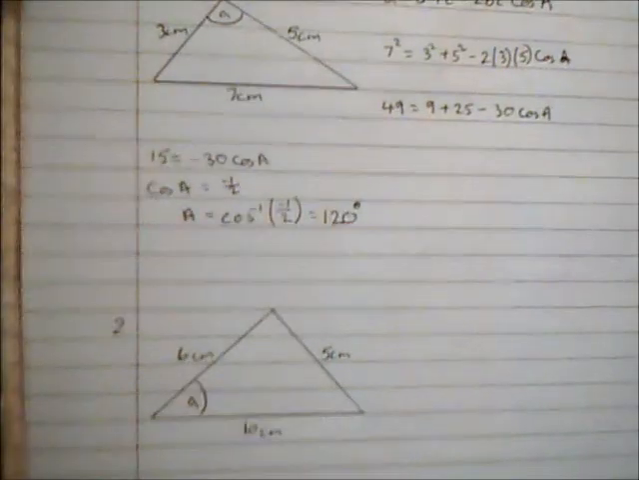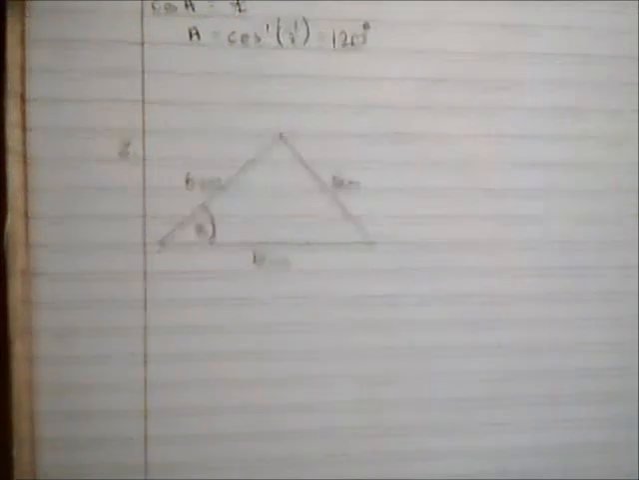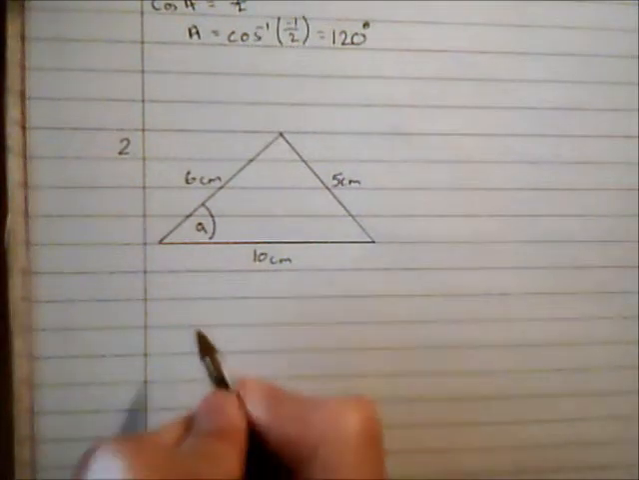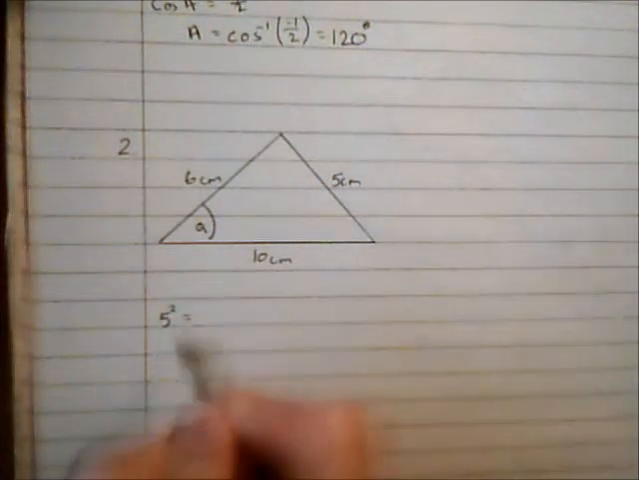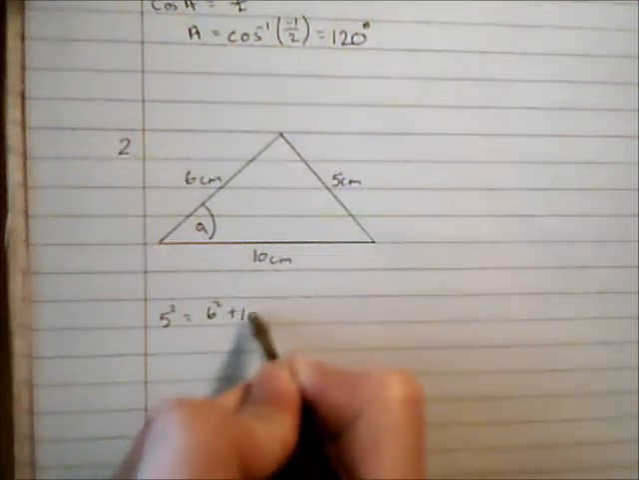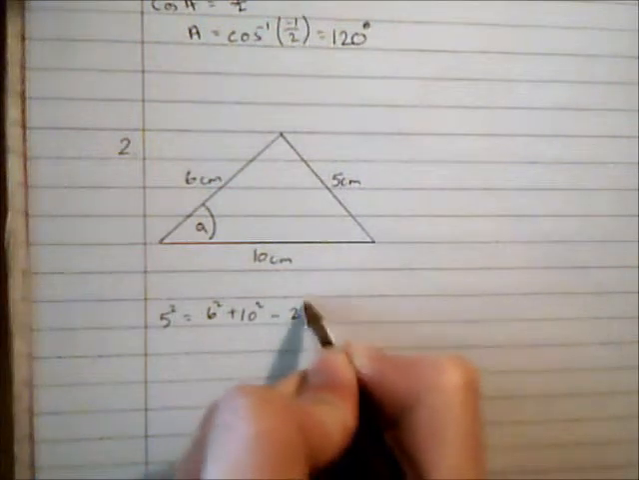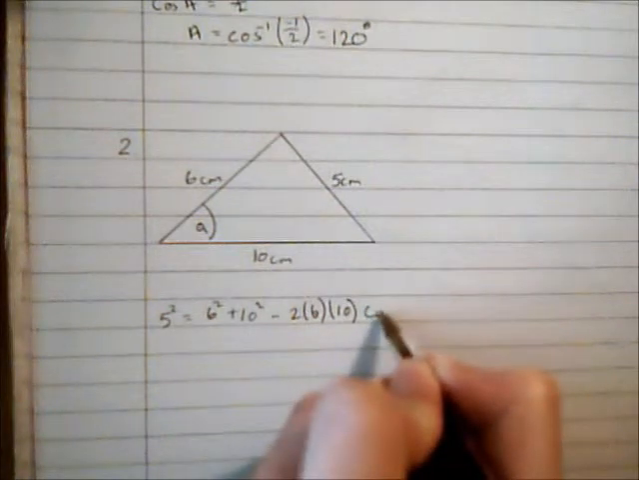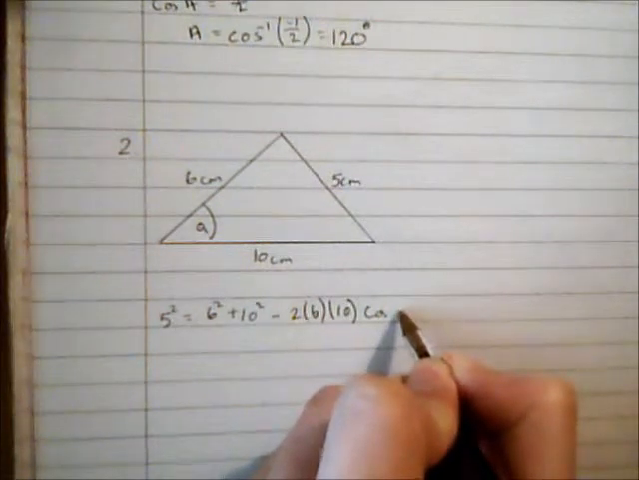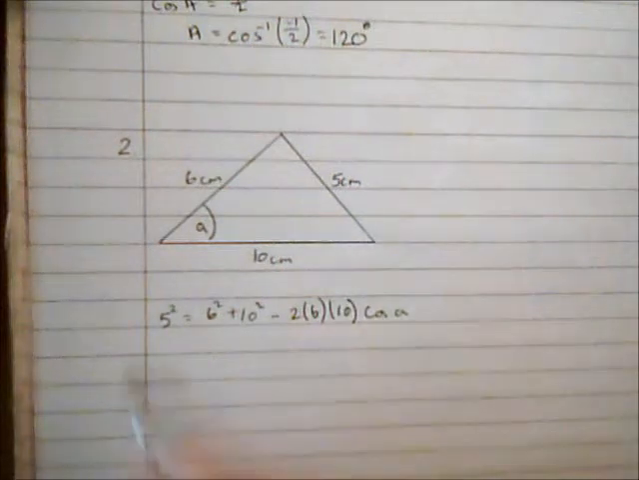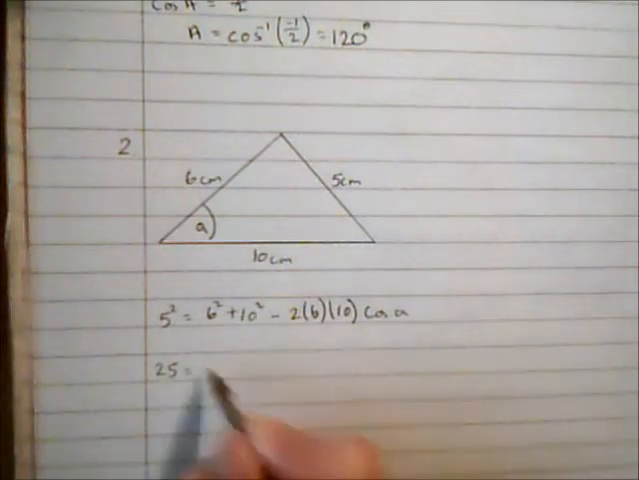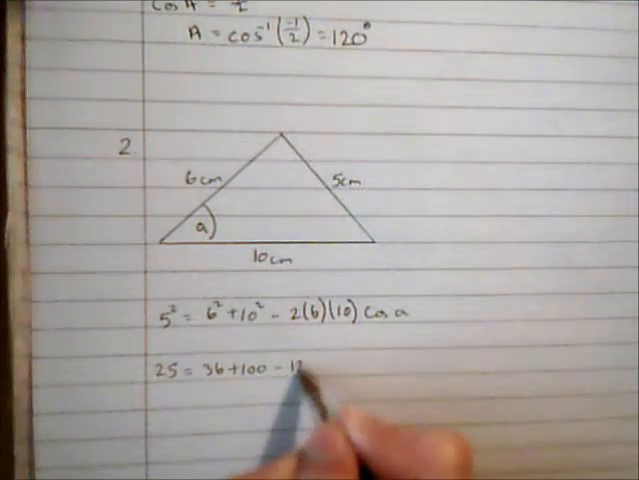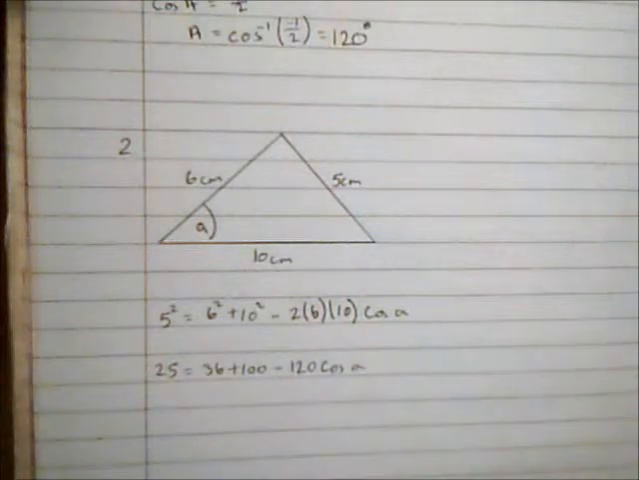If I look at this second example, I can go through that in exactly the same process. So the opposite to this angle is the 5, so I can rewrite this as 5 squared is equal to 6 squared and 10 squared minus 2 multiplied by 6 multiplied by 10 cosine of A. So 25 equals 36 plus 100, and then that's minus 120 cosine A.